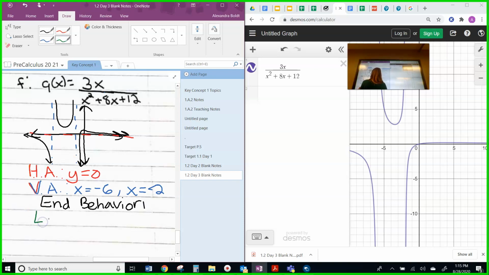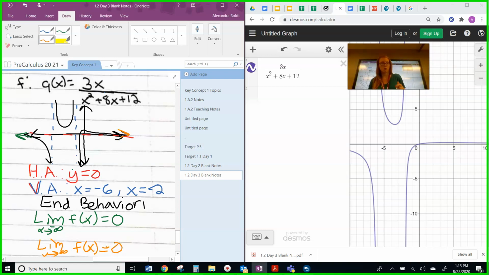What's happening on the left? Sorry, left should be negative. Well, over here, again, I'm getting closer and closer to that horizontal asymptote. So that's 0. What's happening on the right? Again, same thing. It's getting closer and closer to that horizontal asymptote.